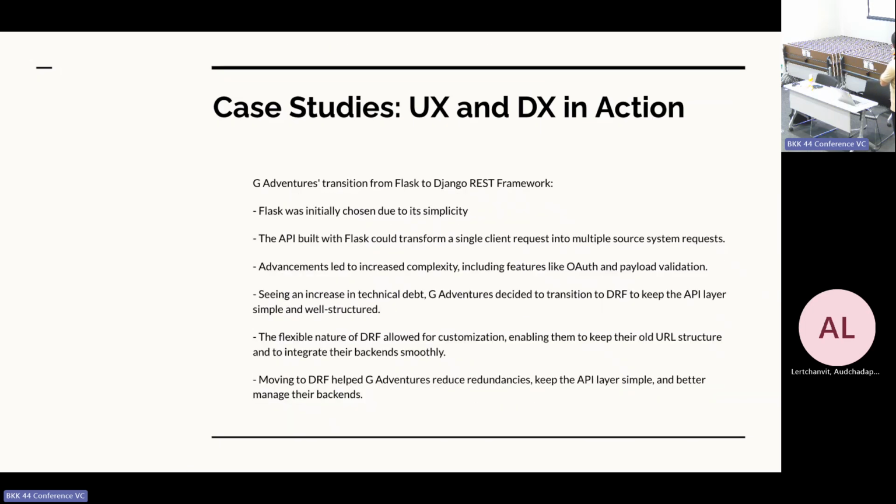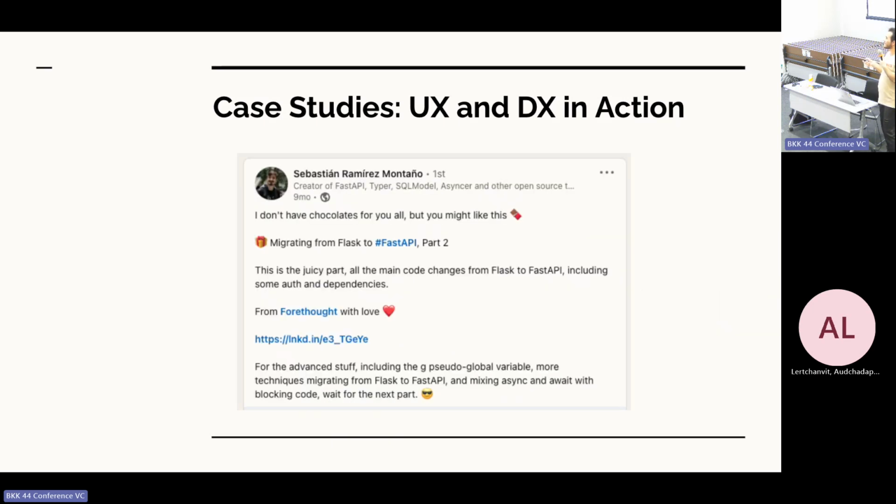The flexible nature, we just read that. Moving to DRF helped G Adventures reduce redundancies, keep the API layer simple and better, and manage their backends. That's another example. And the final example, we're not going to read too much into it, but this is the creator of FastAPI himself, Sebastián Ramírez. He has a huge guide about how they migrated their application to FastAPI and how amazing it was.